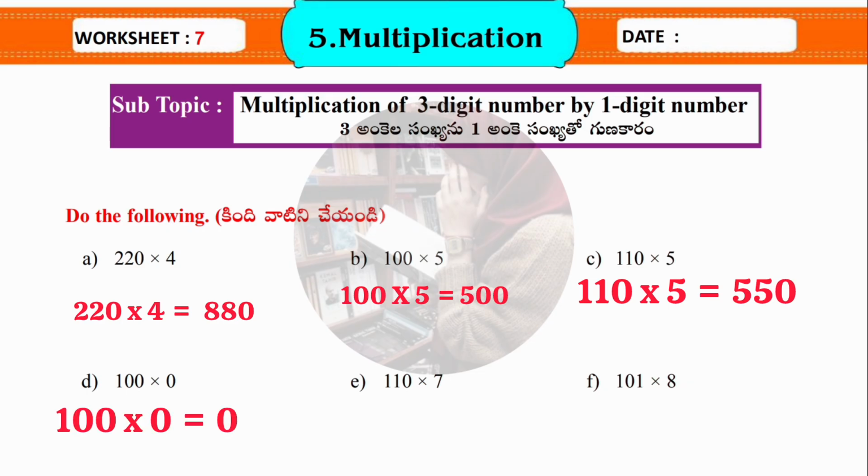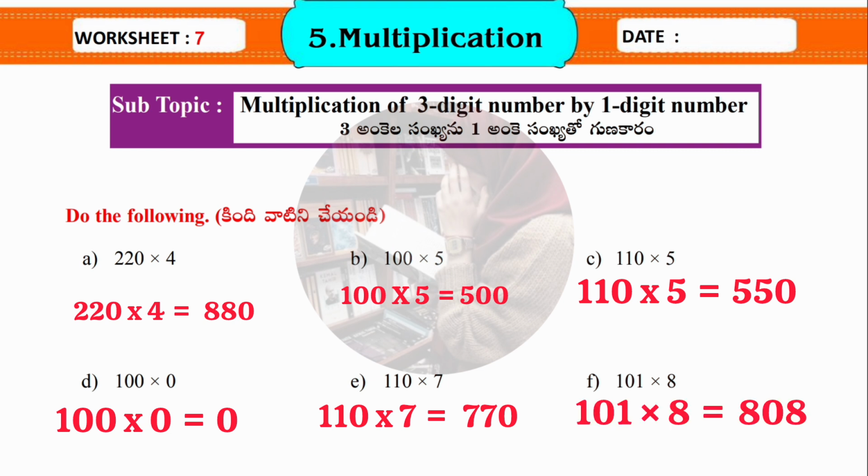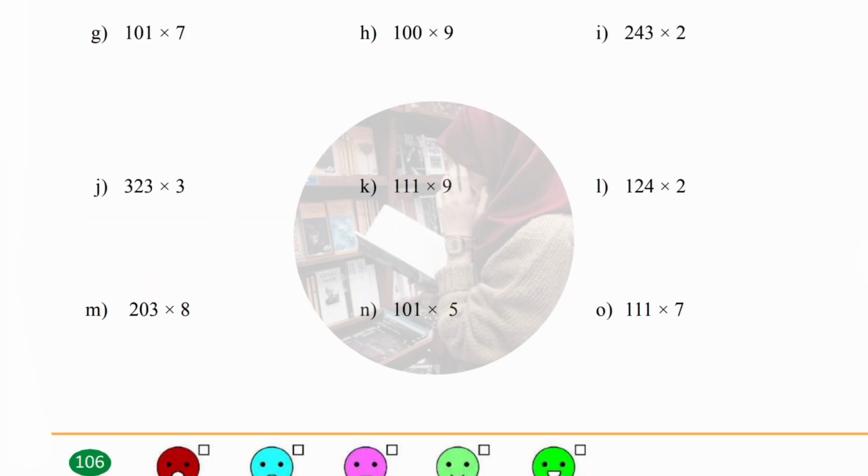Next one, 100 multiplied by 0. Anything multiplied by 0 is 0. So write down 0. Next one, 110 multiplied by 7. 700, 7 1s 7. So 770 is your answer. Next one, 101 multiplied by 8. So 8 ones 8, 800, 8 ones 8. So 808 is your answer.